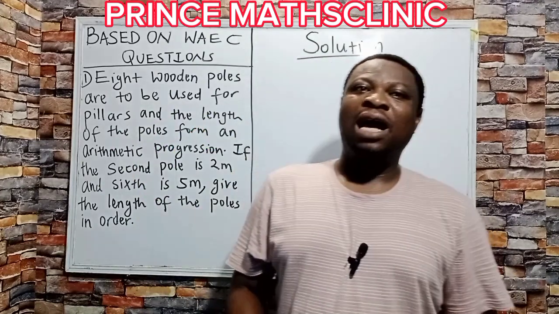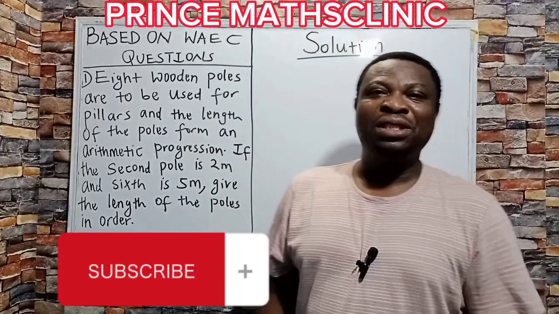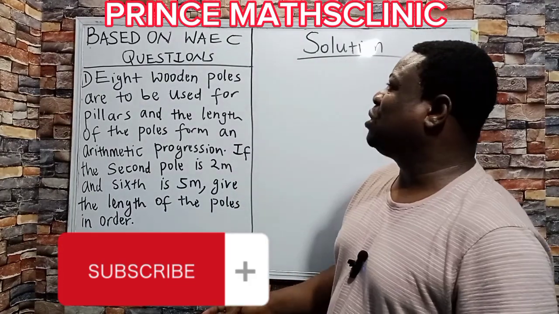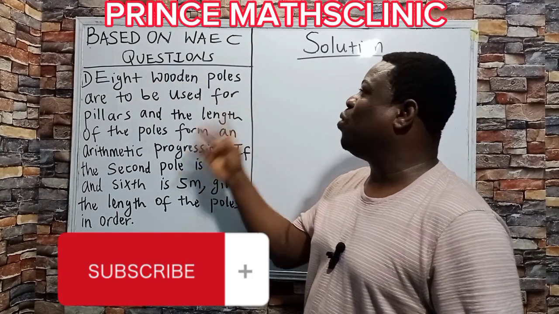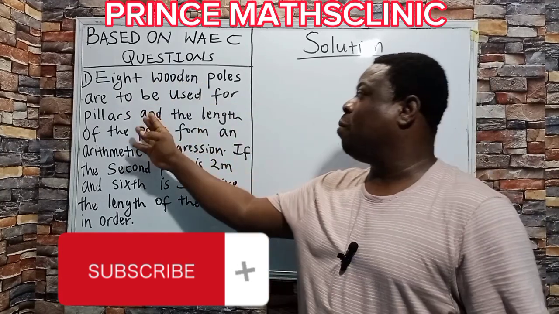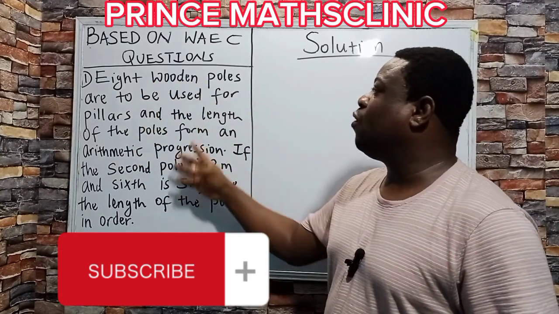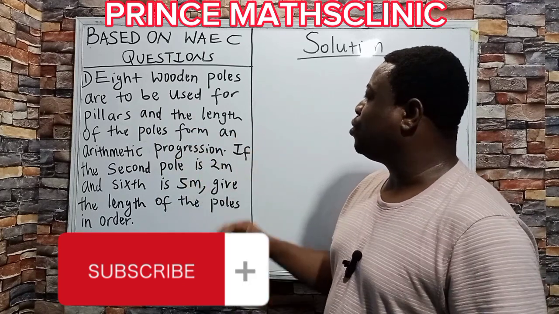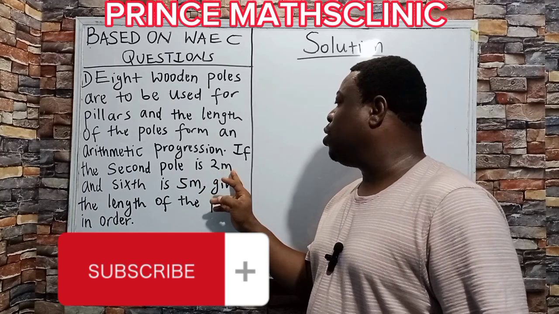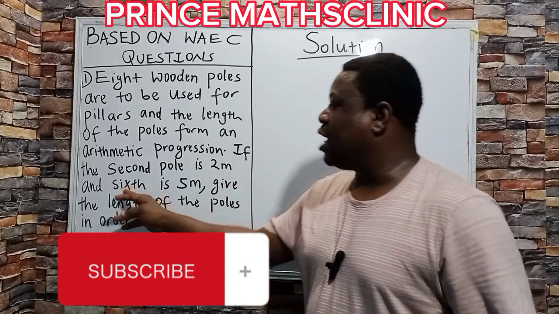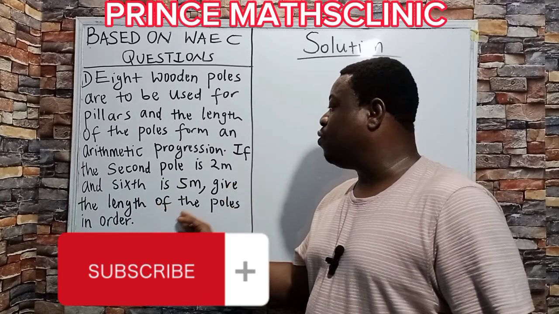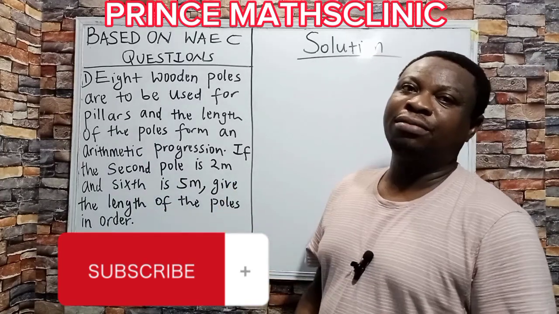Today, we shall be considering this particular question. The question reads that 8 wooden poles are to be used for pillars, and the lengths of the poles form an arithmetic progression. If the second pole is 2 meters and the sixth is 5 meters, we are to give the length of the poles in order.